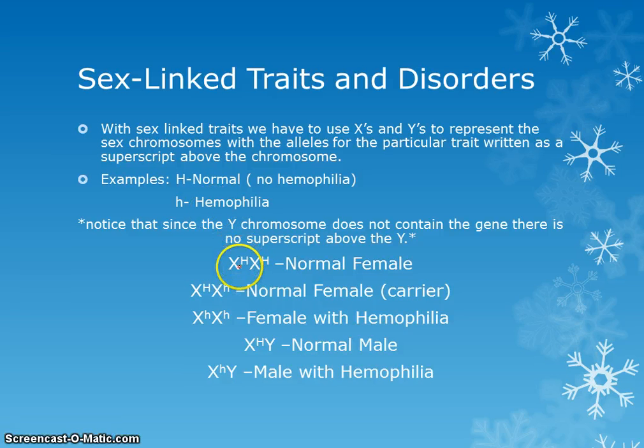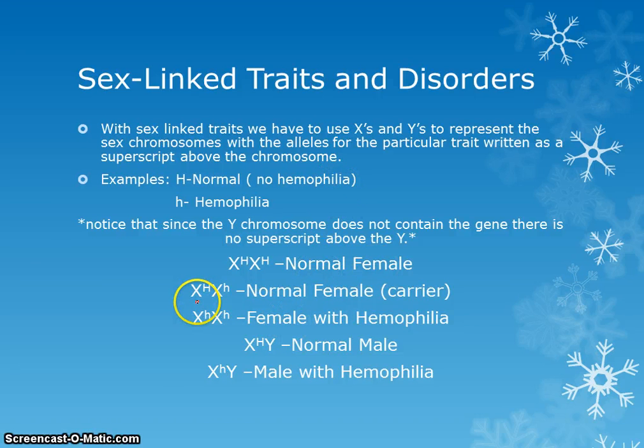All right, so if you go down here, you have a female. Obviously, she has two X's. And if there are two capital H's beside each of those X's, then you know that this is a normal female, right? Two capital H's. H's mean that it's normal. And it's a girl, so it's a normal female. She does not have hemophilia.